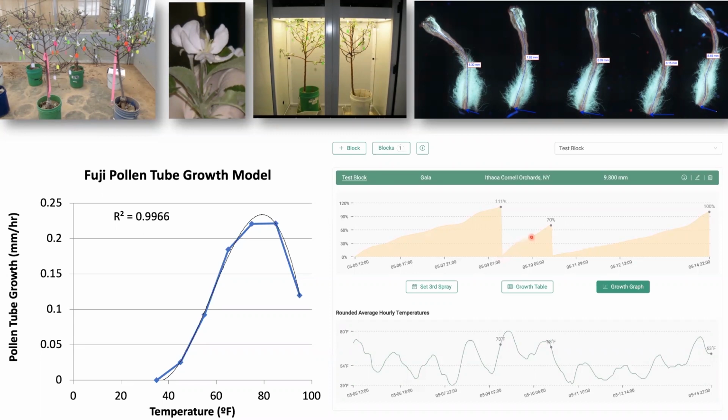Those pollen tubes are growing. But at this point, we do not want those pollen tubes to reach the length of the style, because we do not want any of these flowers that are open at this point in time, May 9th at 3 o'clock or so, to turn into fruit. So we don't allow them to reach the base of the style and fertilize the flowers. So that's why we stop it at 70%.